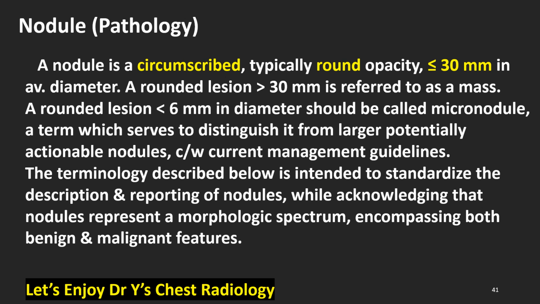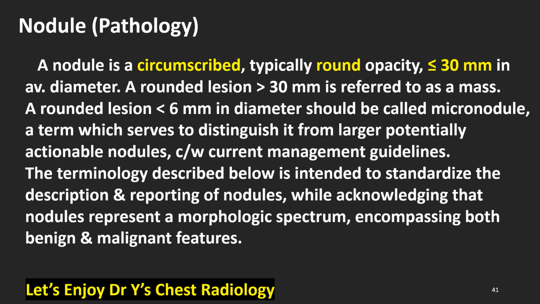Nodule pathology. A nodule is a circumscribed, typically round opacity, less than 30 mm in average diameter. A rounded lesion more than 30 mm is referred to as a mass. A rounded lesion less than 6 mm in diameter should be called micronodule, a term which serves to distinguish it from larger, potentially actionable nodules compatible with current management guidelines.